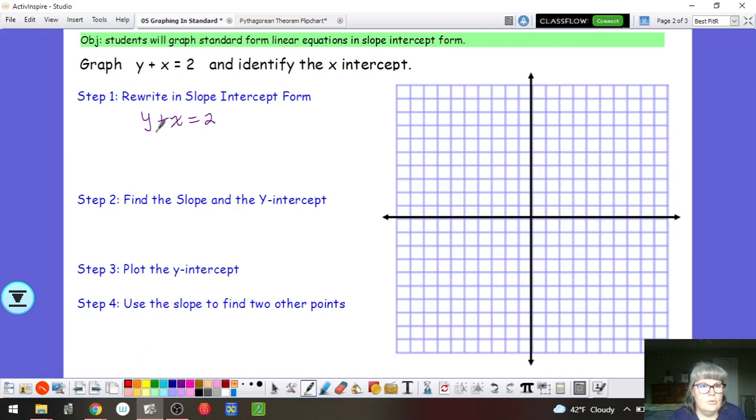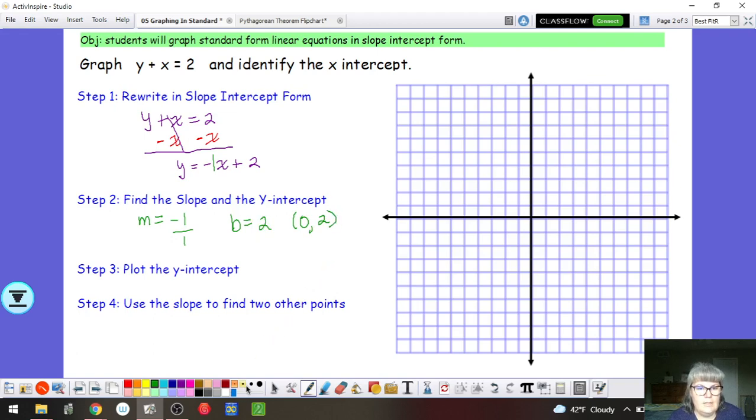So I need to get the y by itself, so I undo x by subtracting x. So the x zeroes out, so we have y equals negative x plus 2. I now have it in y equals mx plus b form. My slope, remember if you don't see a value in front of x, it's a 1, so my slope is negative 1. If you want to write it as rise over run, it's negative 1 over 1. The y-intercept is 2, which is the point 0, 2.